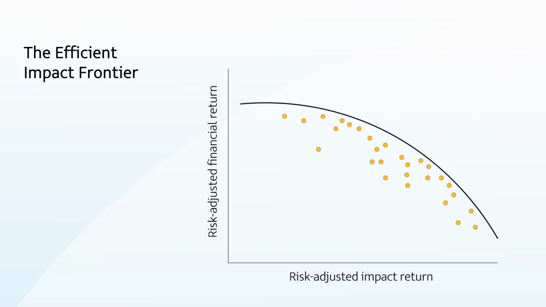Each dot on this chart is a portfolio of investments. As an investor, you would want to choose a portfolio that is as close to the line as possible, because the dots closest to the line offer the greatest impact for a given level of financial performance. This is what we call the efficient impact frontier.